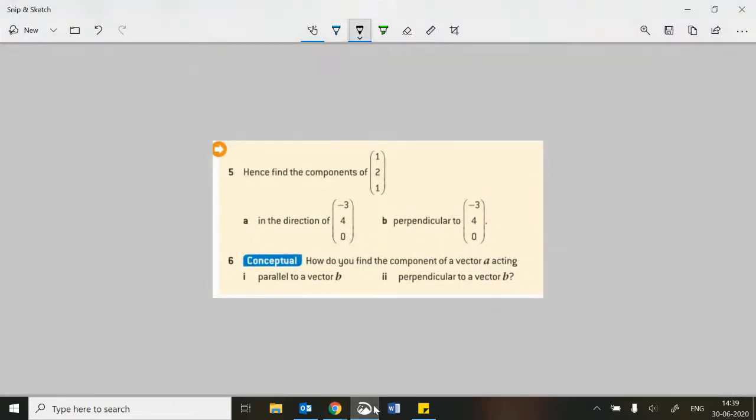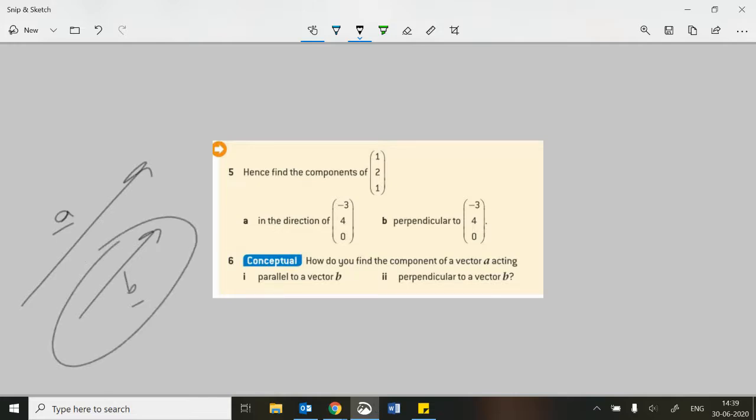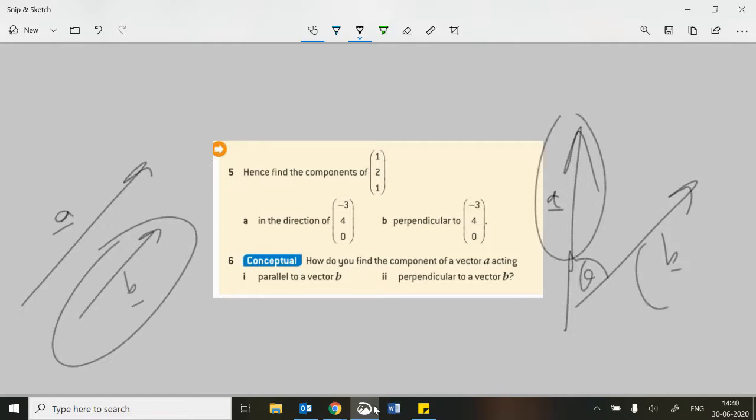Well, I was thinking, I think what they mean is that A and B are parallel here. And how much of A is acting in the direction of B? Well, all of it. I think that's what they're trying to get at. I was just wondering, because it said how do you find the component of a vector A which is acting parallel to a vector B? Well, if A is like this, we're saying this is A and this is B. Just drawing them up actually. Okay, and you're saying, well, how much of that is acting parallel to this?